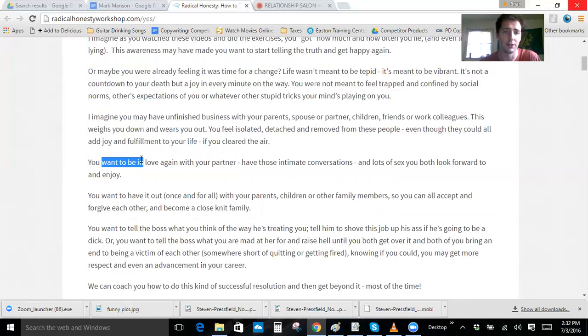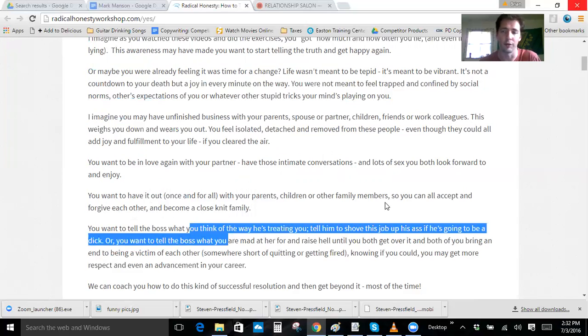You want to be in love with your partner, have intimate conversations, lots of great sex. You want to forgive your family and finally become a close-knit family. You want to work for a boss that treats you better and appreciates you. So they're kind of hitting on different dreams the readers had in these different areas of life.